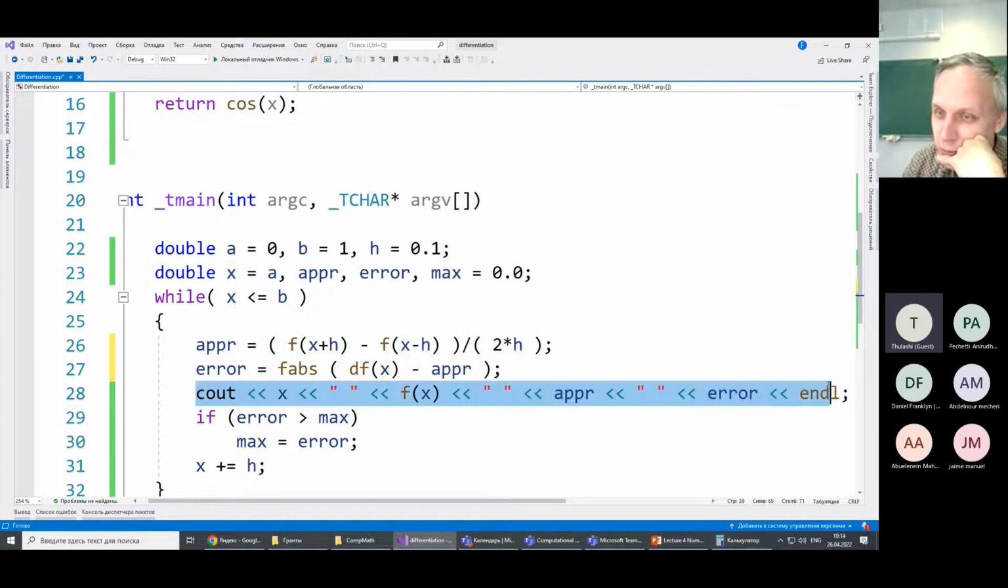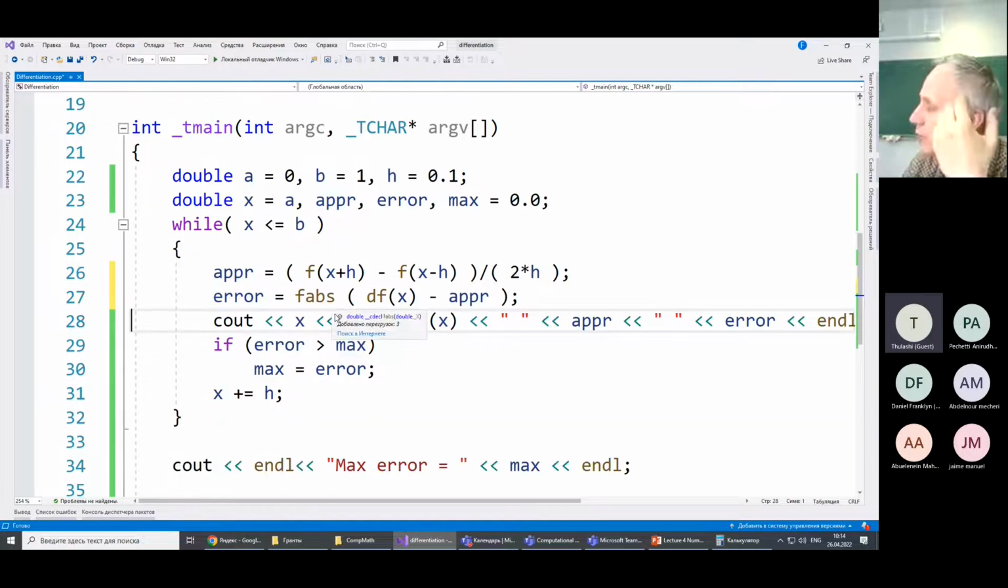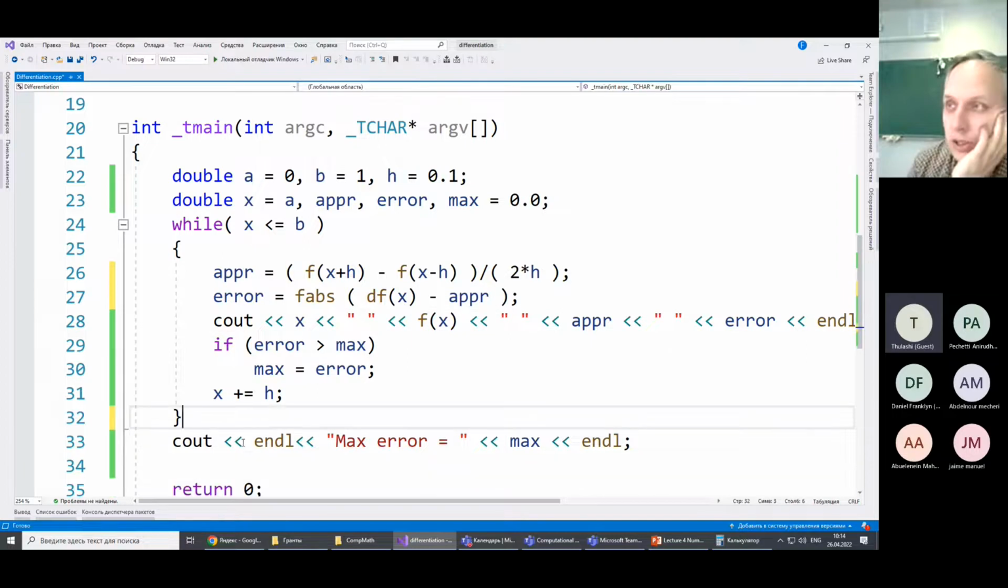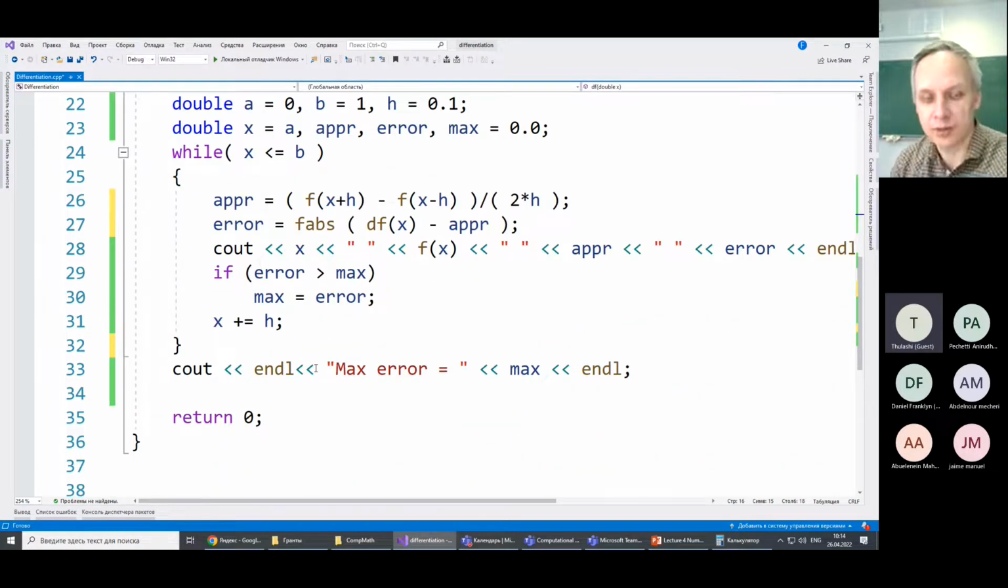This line is just to output the value of x and the value of the function to the screen. A very simple program that computes the values of the first derivative on the interval from a to b. The function is sine x and df is cosine x. Let's run this program.